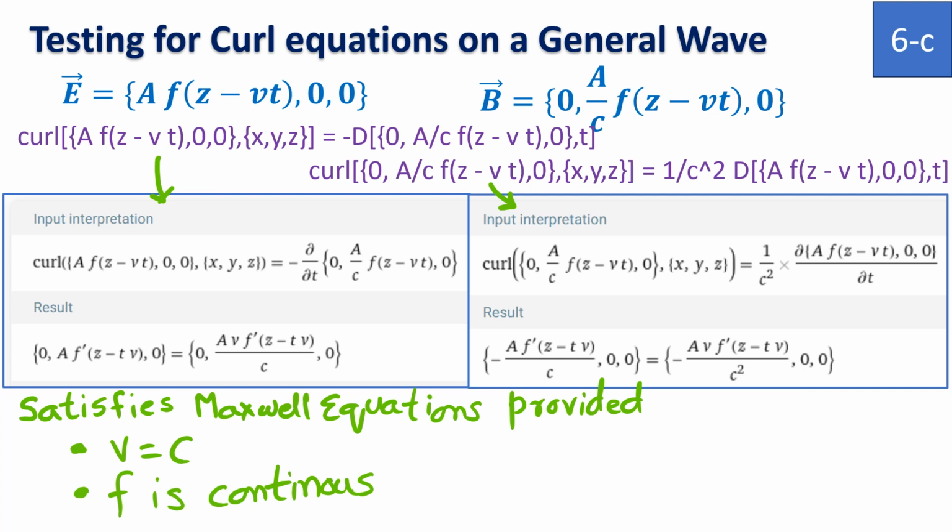I think it is quite amazing that a simple general function has so much to teach us and obeys the Maxwell equation. By the way, f dash is derivative of the function with respect to x minus vt, which is quite clever from Wolfram Alpha.